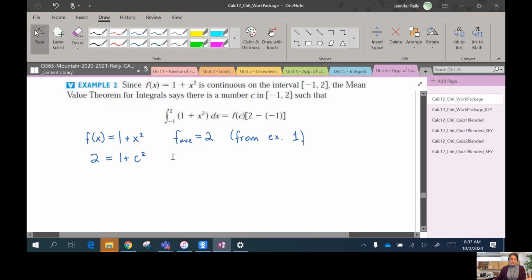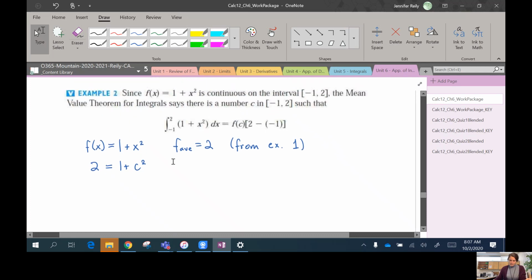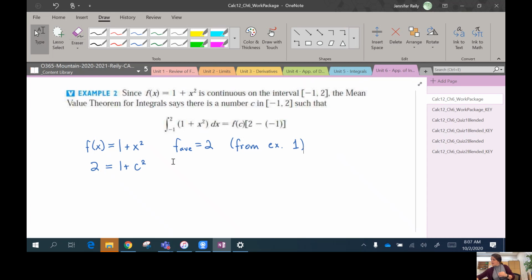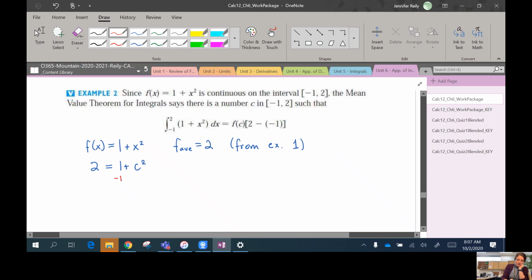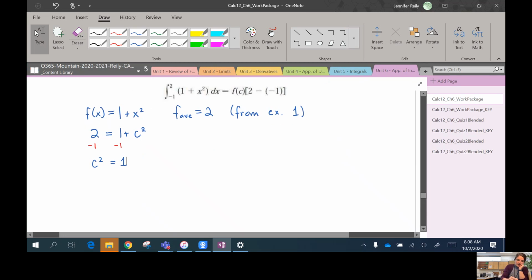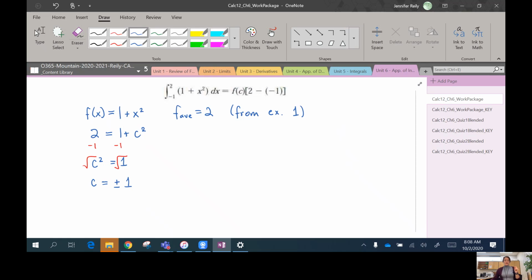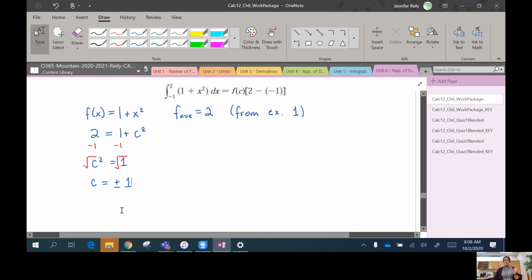Okay, so let's just solve this. Yeah, that's right. Let me just check my notes. Okay. So then we're going to subtract 1 from both sides. We'll get c squared equals 1. And we take the square root of both sides. We get c equals plus or minus 1. So there's actually, in this case, 2 points on the interval where the function value is exactly the same as the average.